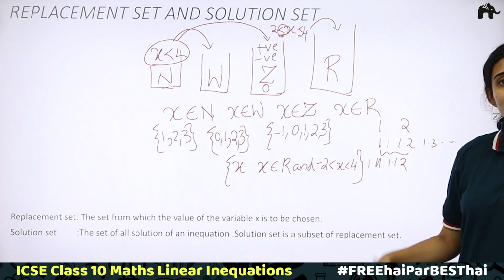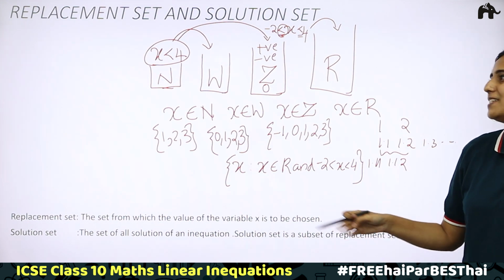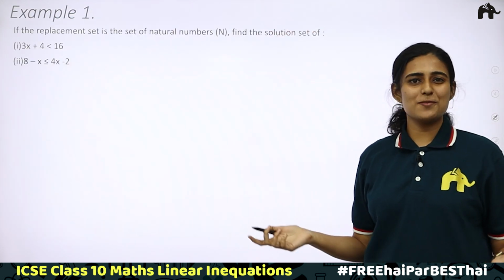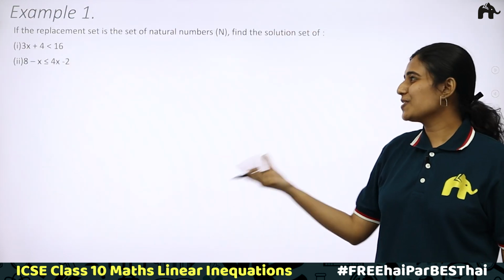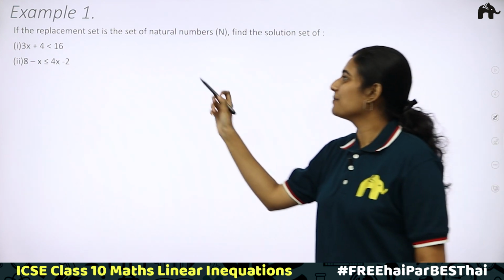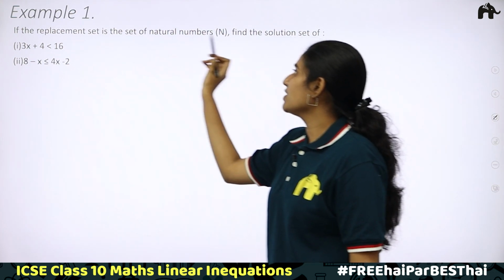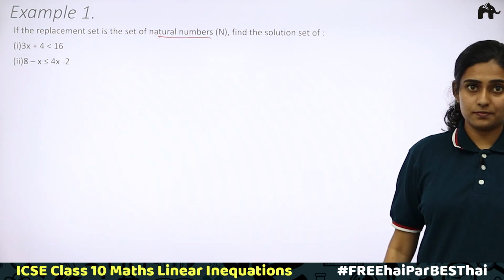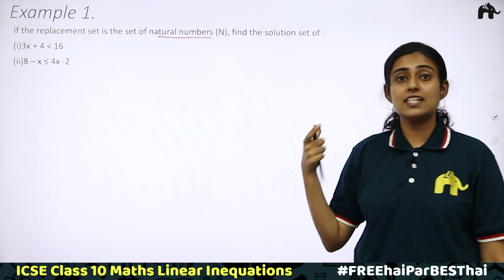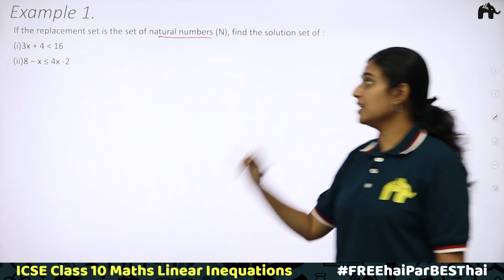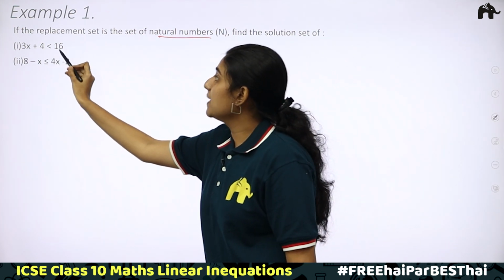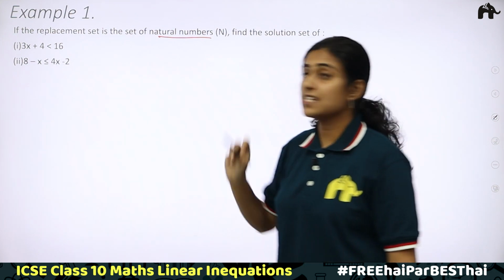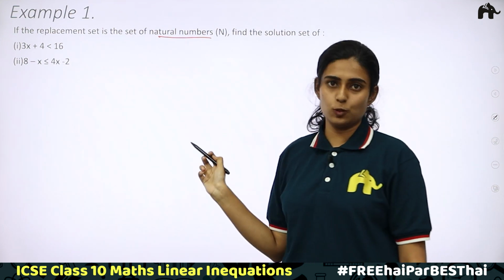Now, let's move on to different examples. By solving examples, everything will be clear for you. Now, we have all the concepts of linear inequations with us. Let's together solve a simple example. If the replacement set is a set of natural numbers, find the solution set of the following. First question is 3x plus 4 less than 16. Second, 8 minus x less than or equal to 4x minus 2.